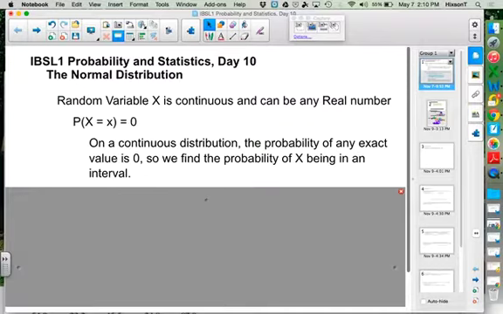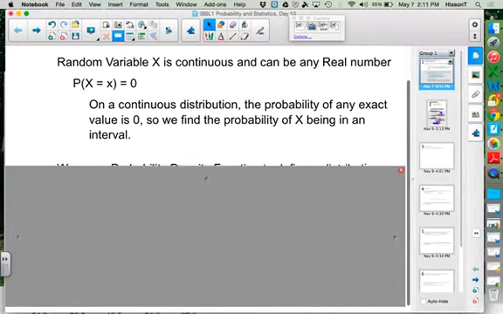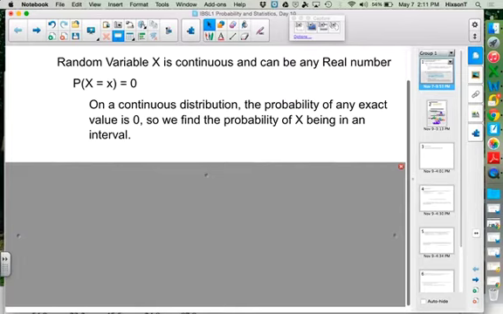So we're going to look at probabilities of a variable being within an interval. We're going to look at that in general today. We're going to look at it more specifically tomorrow, using our calculators, which have a nice feature where we can find probabilities.